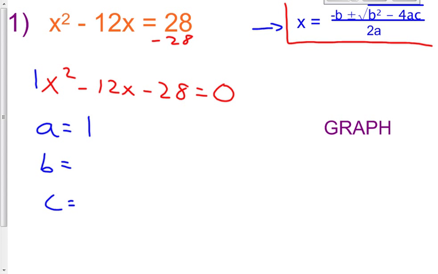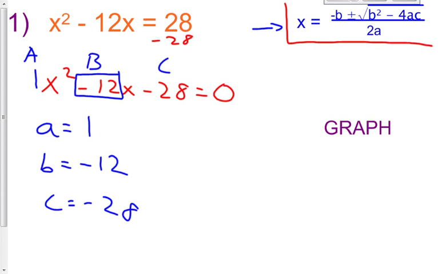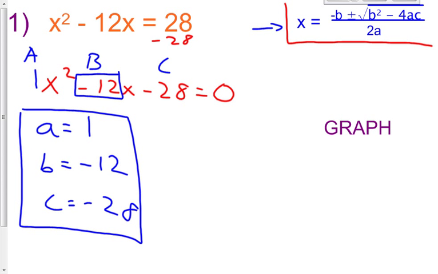My b value is the coefficient in front of my x variable. So that would be a negative 12. Here's a, here's b, and my c is my constant term, which is a negative 28. So now class, once I've recognized what the 3 letters are, the rest is quite simple. All I have to do is put it into that formula that was developed for me. And this formula works in every single case.